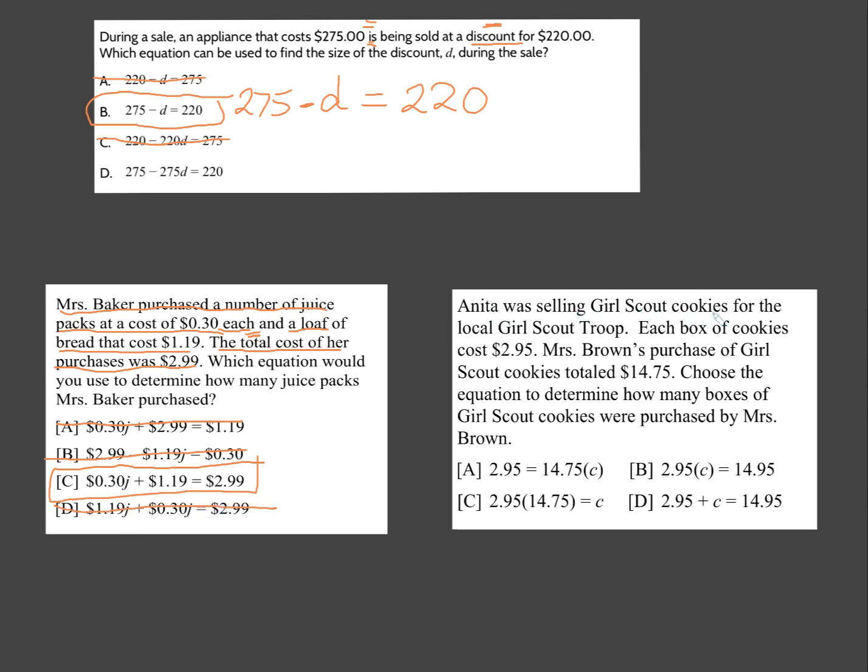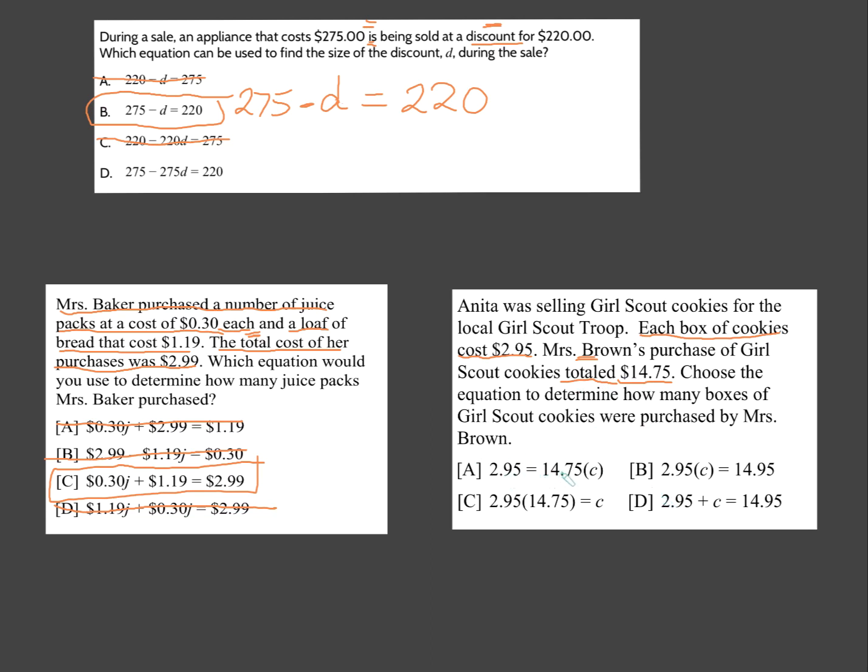Anita was selling Girl Scout cookies for the local Girl Scout troop. Each box of cookies cost $2.95. So if you buy one box of cookies, it's $2.95. Mrs. Brown's purchase of Girl Scout cookies total $14.75. So again, notice we have that word total, which means equals. It equals $14.75. Choose the equation to determine how many boxes of Girl Scout cookies were purchased by Mrs. Brown. So we know it must equal $14.75, so let's go to our answer choices.